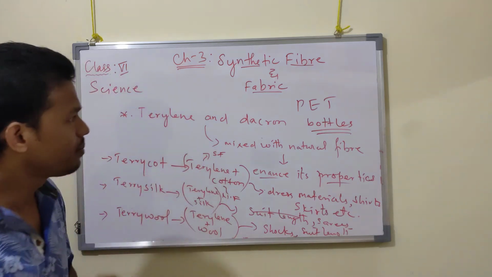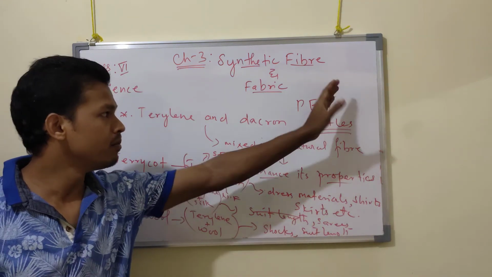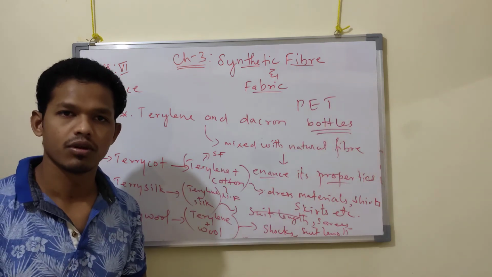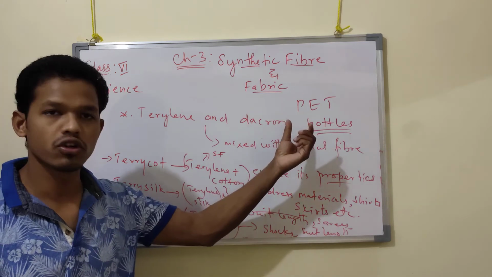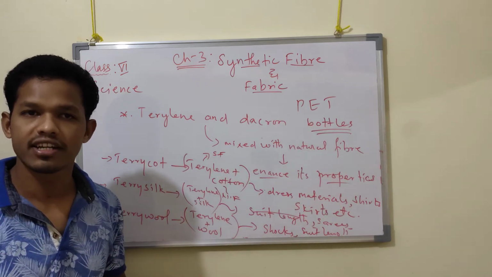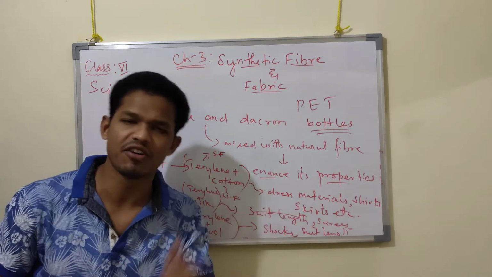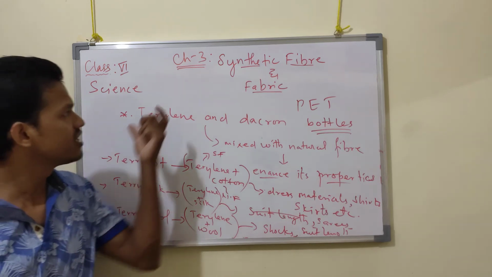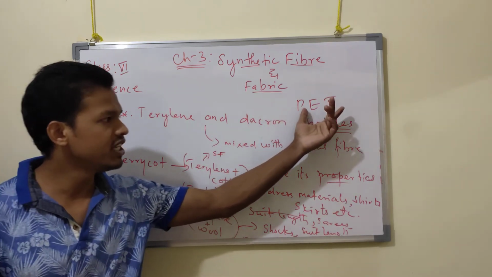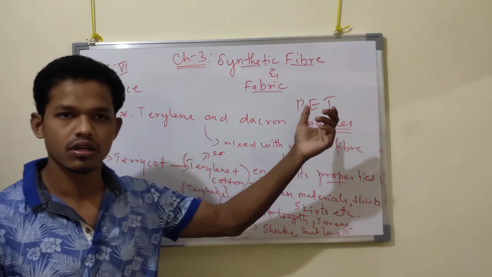you must have seen PET bottles or jars. Your mother might be using them in the kitchen for storing water or many other things. So what are these bottles made up of? These bottles are made from polyester. This polyester is used for manufacturing these PET bottles. You can see various types of PET bottles.